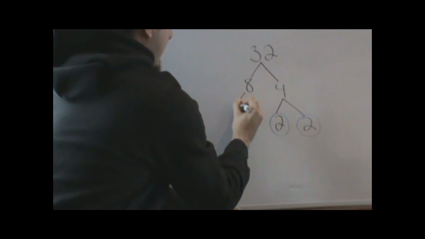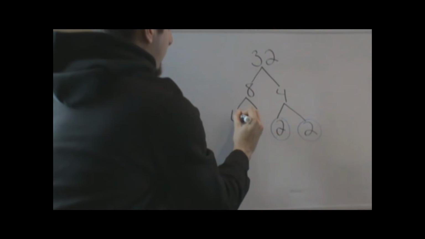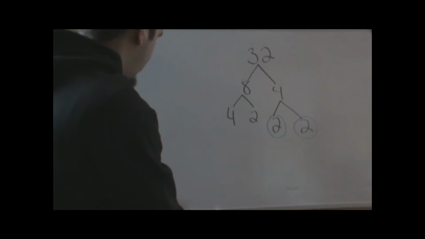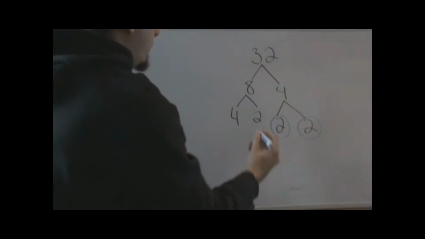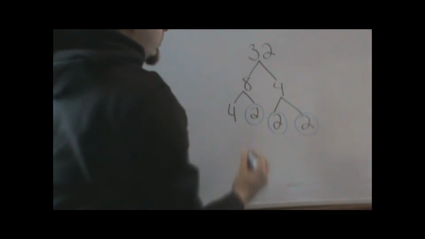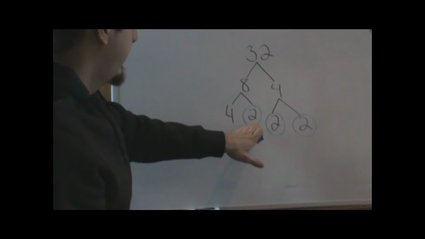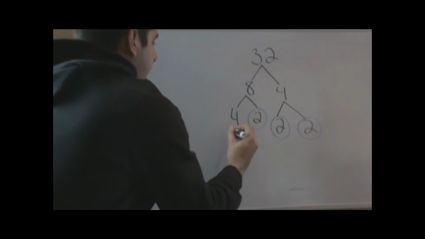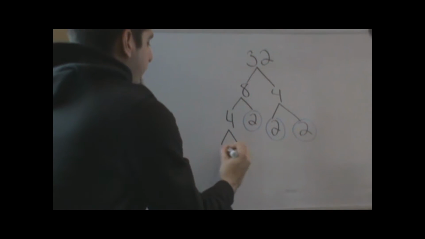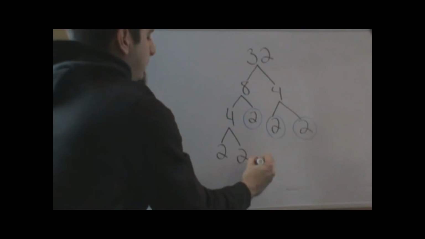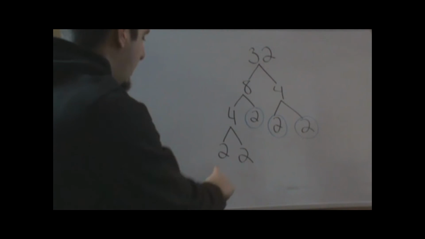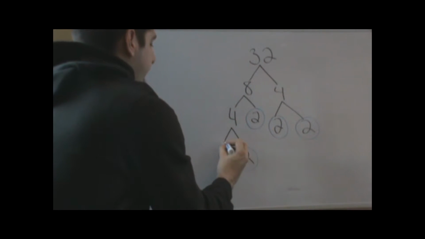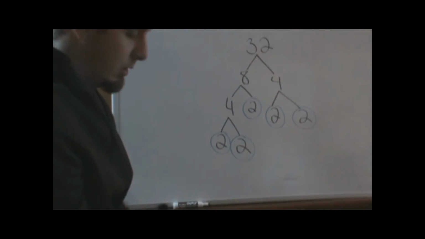The 8 can be broken down into 4 times 2. And once again, I've reached a prime number, so I'm going to circle it. That 2 signifies the end of this branch. And lastly, this 4 can also be broken down into 2 times 2. The branches have ended, as they now consist of prime numbers, and I have no more branches to break down.